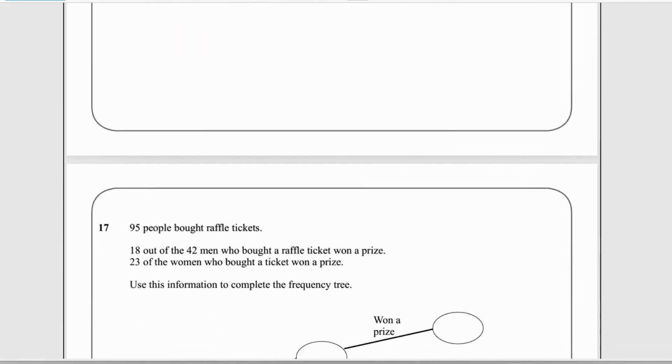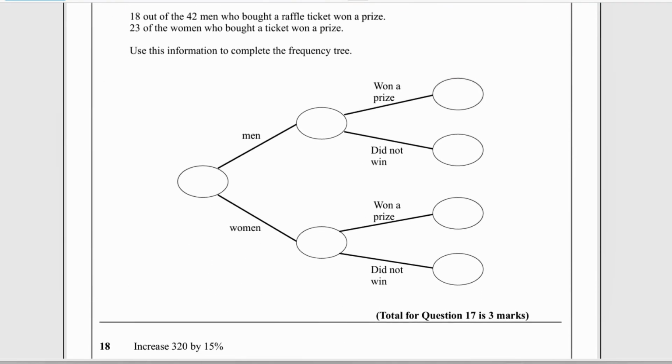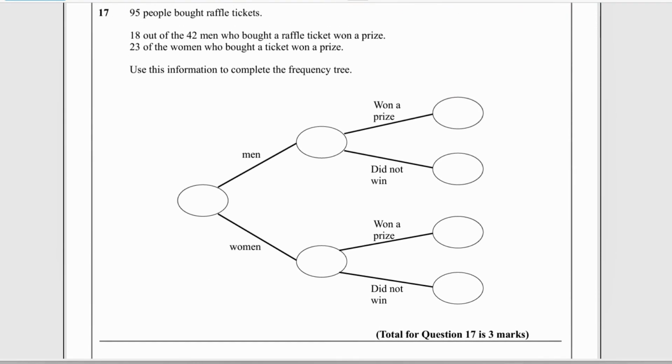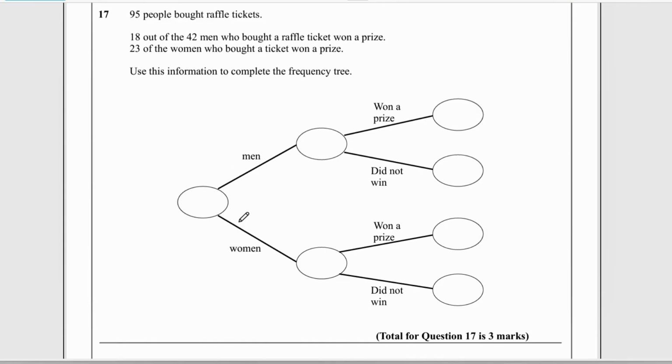Okay, we proceed to the next question. 95 people bought raffle tickets. Then this is very interesting. So 95 is a total. Now 18 out of 42 men. So men are 42. Women will be 95 minus 42, which is clearly 53 here. So women are 53. Then they said 18 out of 42 won a prize.